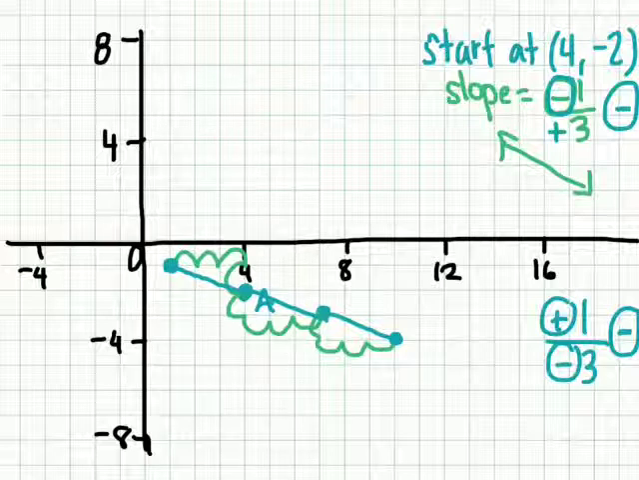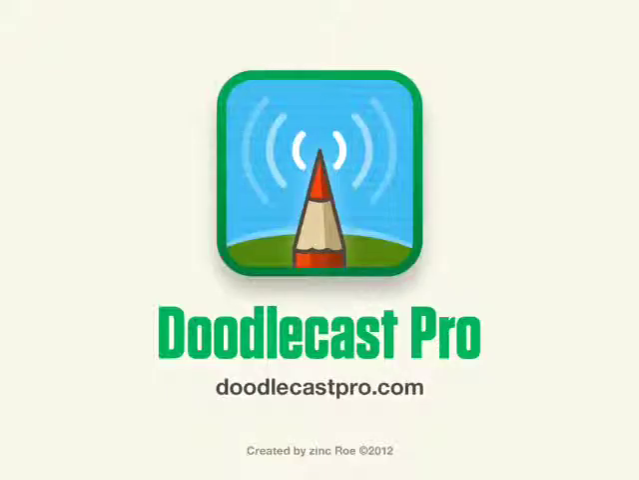I want you to extend it the other way as well. Both ways. So we'll do one more. Rise 1, left 3.